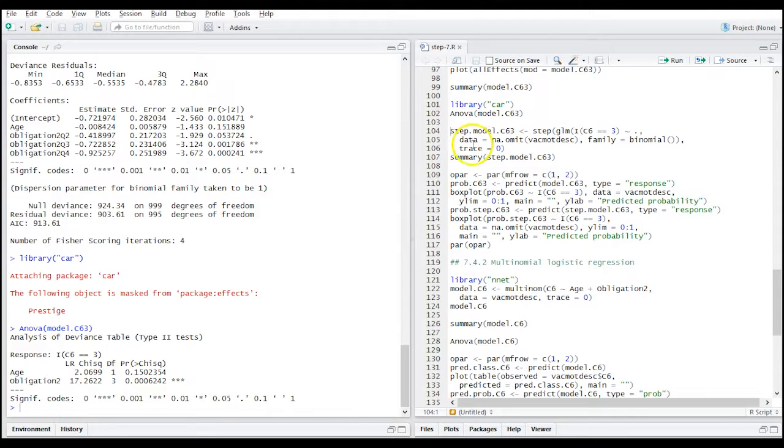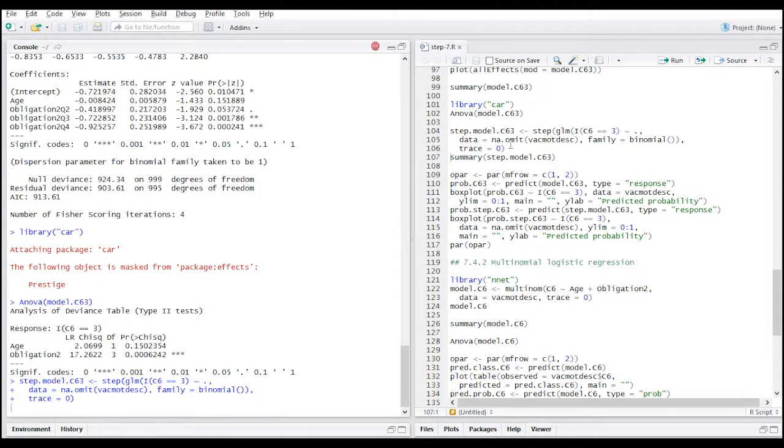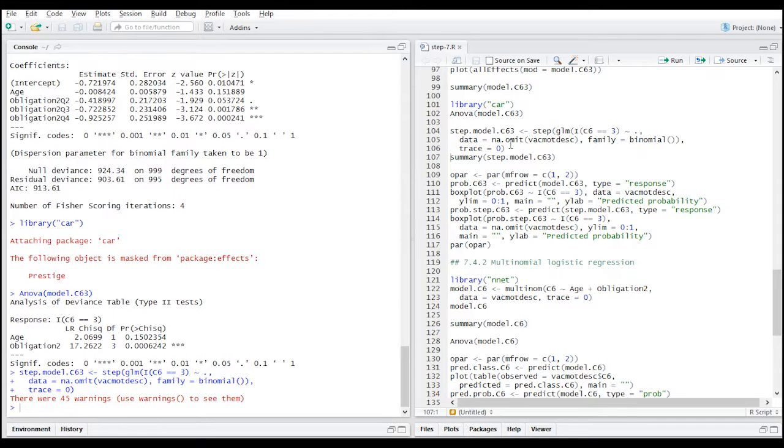And trace equals 0 means here that we don't want to have information on how the iterative procedure proceeds printed out while it's running. So that's like a verbose argument for other functions.